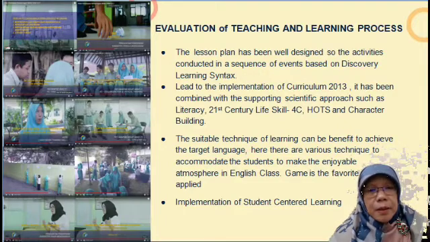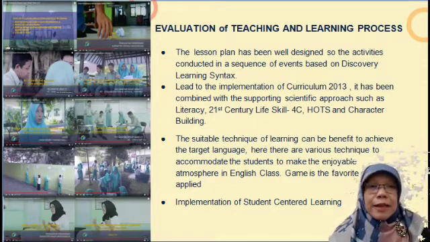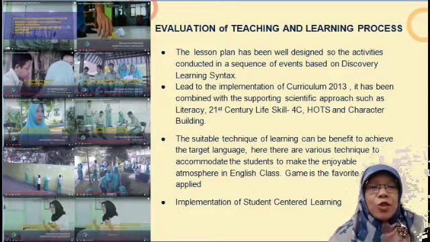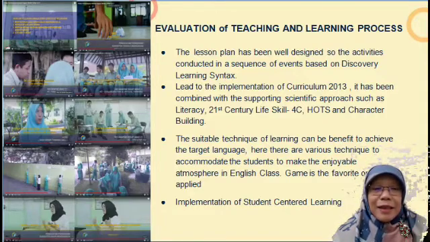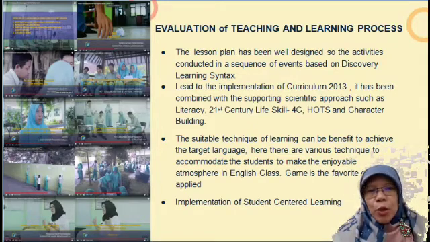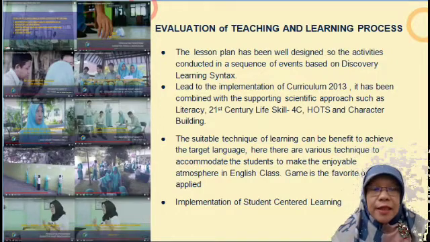And we do agree that a triple technique of learning can be beneficial to achieve the target language. Here, there are various techniques to accommodate the students and make an enjoyable atmosphere in English class. And game is the favorite one to be applied. And we also think that this is an example of implementation of student-centered learning.